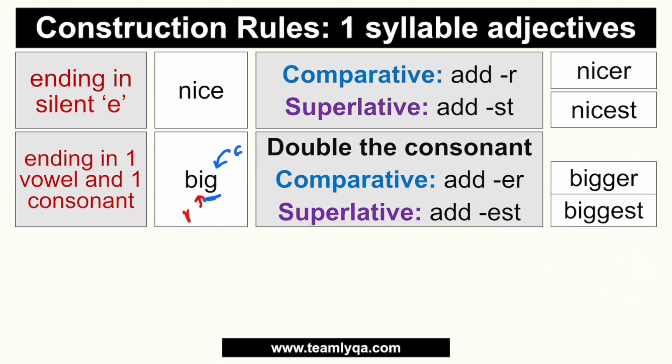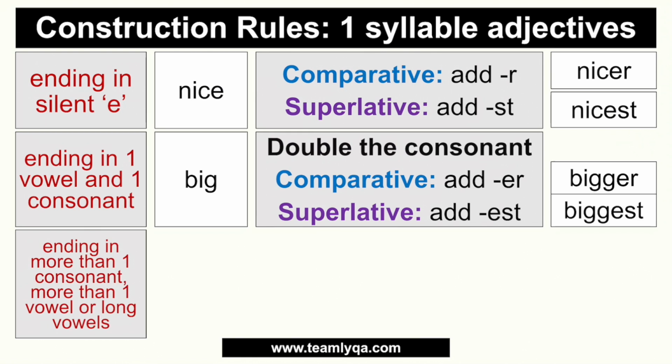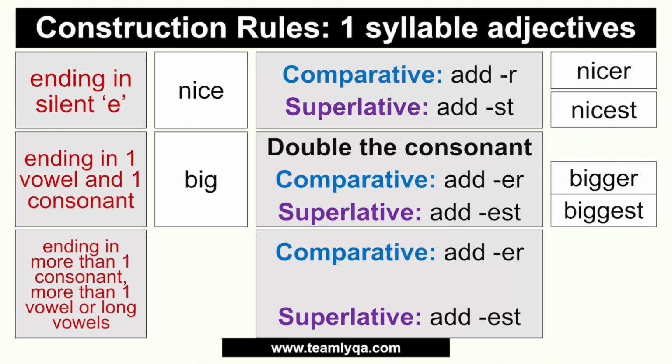Okay? Again, all of these rules apply to any adjective na single syllable at ganito ang construction. One vowel, one consonant. Now, paano naman kung ganito? Sabi, yung single syllable adjective, ending daw siya in more than one consonant and merong siyang more than one vowel or long vowels. Yung long vowels natin would be yung E sound na dalawang E, the I sound. All of these, paano ang gagawin natin sa kanya? Now, we have yung rule, which is you just add ER kung comparative and kapag superlative, add EST.